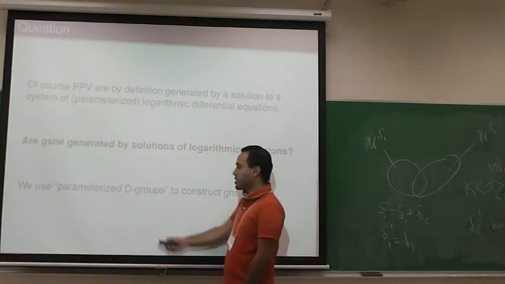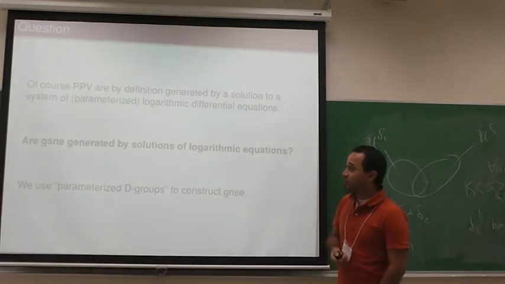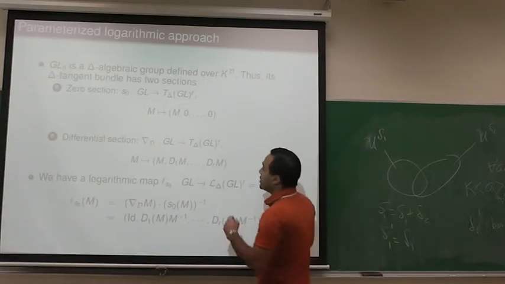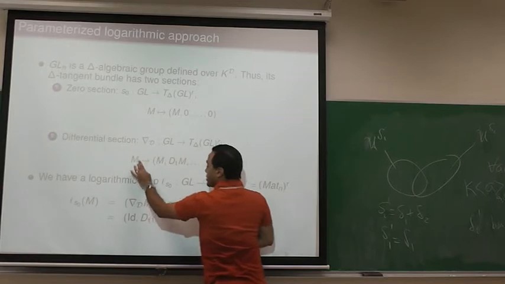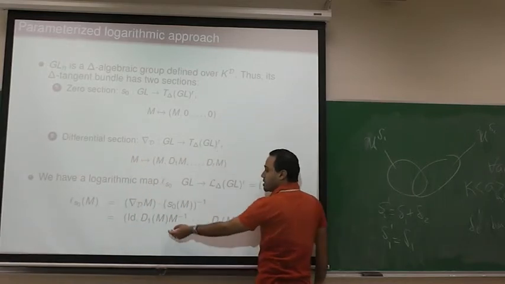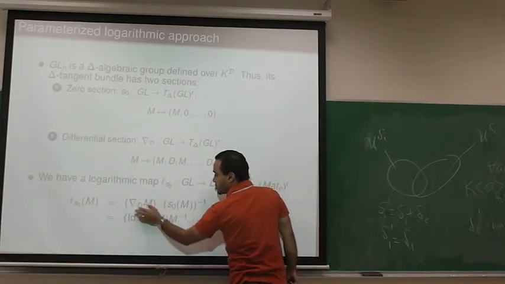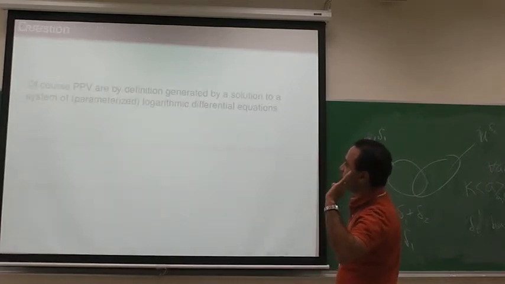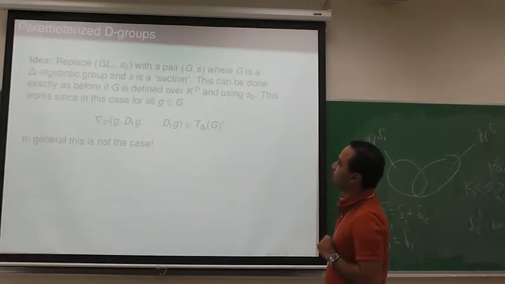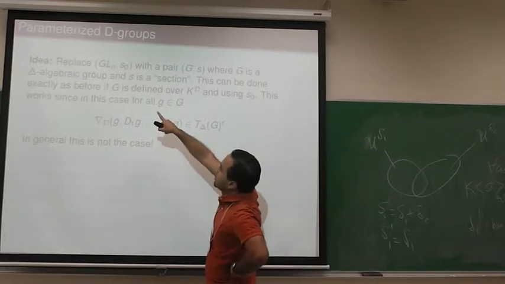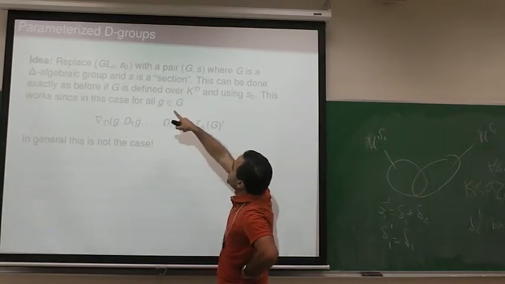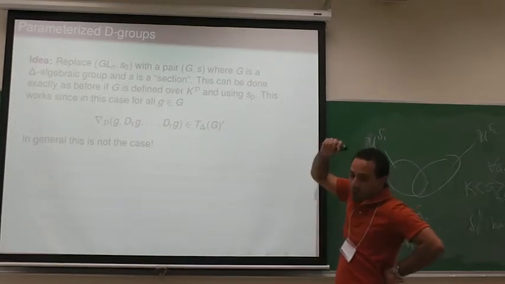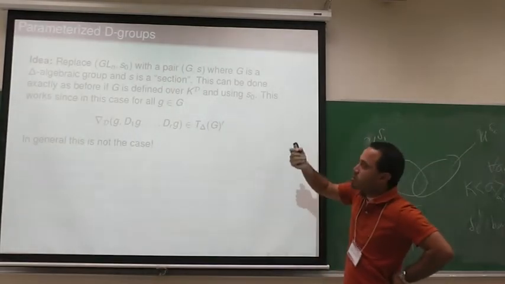Well, we need to use these parameterized D-groups, which is going to be very natural. So just keep in mind, I'm going to go back a little bit: you have these sections. You have this section, and you construct logarithmic equations by taking these derivations times this section inverse. Just keep in mind that. You keep that in mind, and you replace the general linear group and the zero section by an arbitrary G and an arbitrary section, then you go more or less to the same thing.